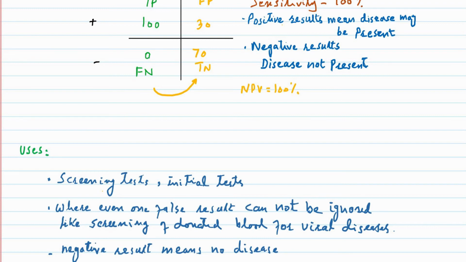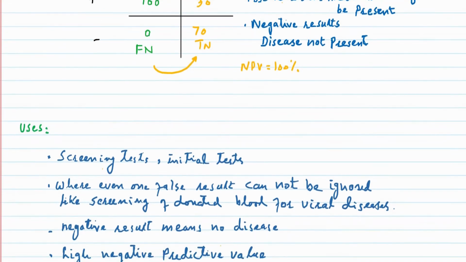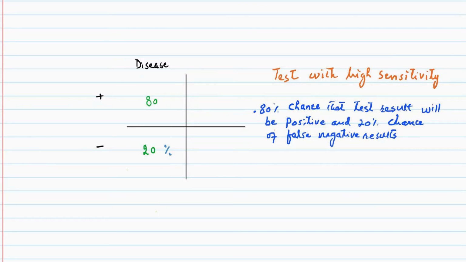results. We also perform such tests where even a single false negative result can have serious consequences, like screening of donated blood for presence of viral disease. Even a single false negative result will risk the transmission of virus to recipient. We can see as the sensitivity of test reduces, there will be some false negative results, and this will result in low negative predictive value.